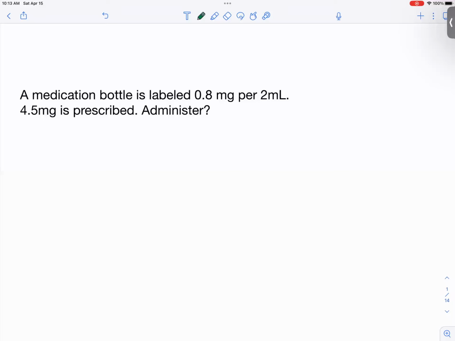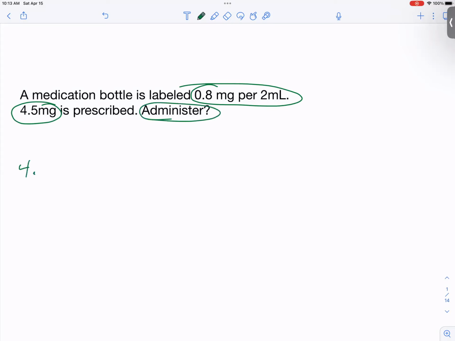All right, let's do it together. Don't forget the rounding rules. So again, I'm going through the same process. I'm looking for that given, which is my order. So I'm reading my question. A medication bottle is labeled 0.8 milligrams per 2 ml. So I got something there. And prescribed is 4.5 milligrams. That's my order. And then what am I going to administer?